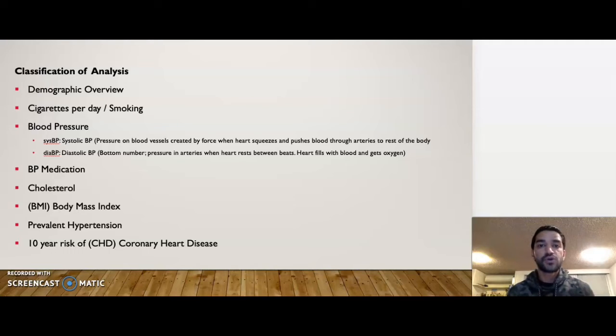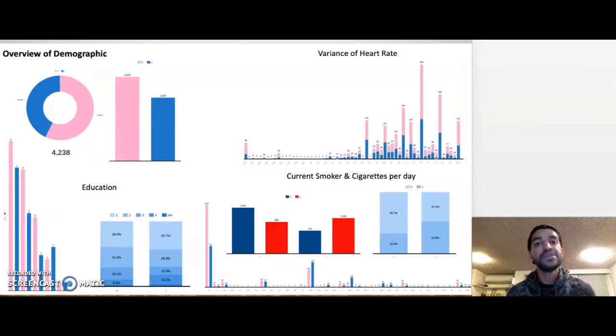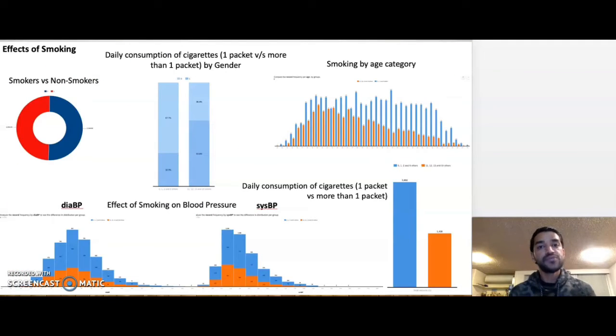We have chosen not to take into consideration attributes like glucose and education because we did not get any substantial findings. This is an overview of the demographic, a breakdown by gender. On the right hand side, we have the variance of the heart rate, the beats per minute by gender. At the bottom, we have a bifurcation of those who smoke and do not smoke. And on the left hand side, as per education categories, the majority of the population fall under the lowest, the first education category.